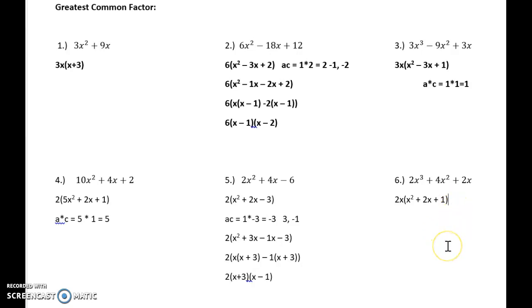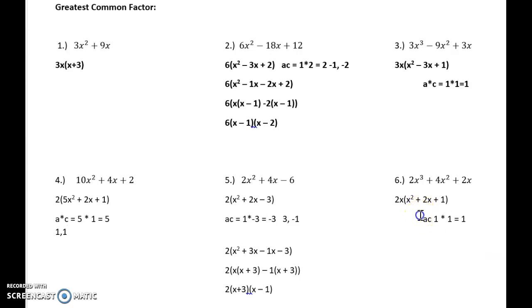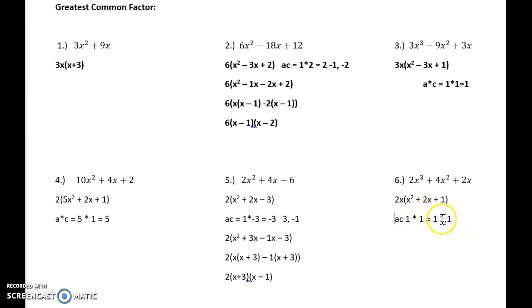Okay, this one also factors. If I did AC, I would have 1 times 1 equals 1. Two numbers that multiply to be 1 and add to be 2 are 1 and 1. Oops, I can't get it to stay on the line there. There we go. 1 and 1. And then the video is going to end, so I'm going to let y'all finish it from there.